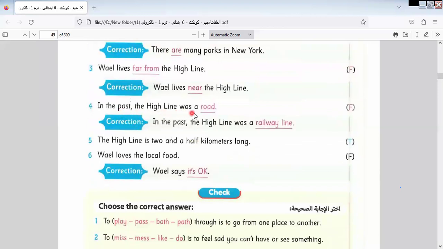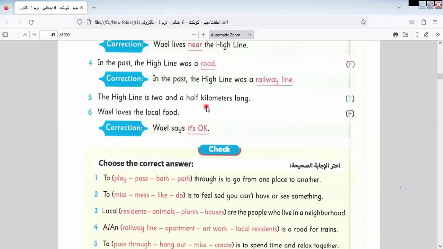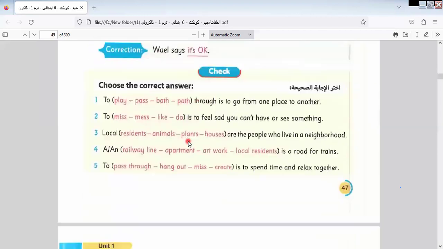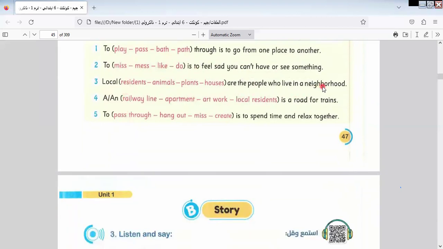In the past, the High Line was a road. No, it's a railway line. The High Line is 2.5 kilometers long. Walid loves the local food. Walid says okay. Pass through, go from one place to another, it will be what? It will be the bus. This is the bus. Miss, feel sad you can't have or see, what? Miss. Local residents are people who live in the same neighborhood.